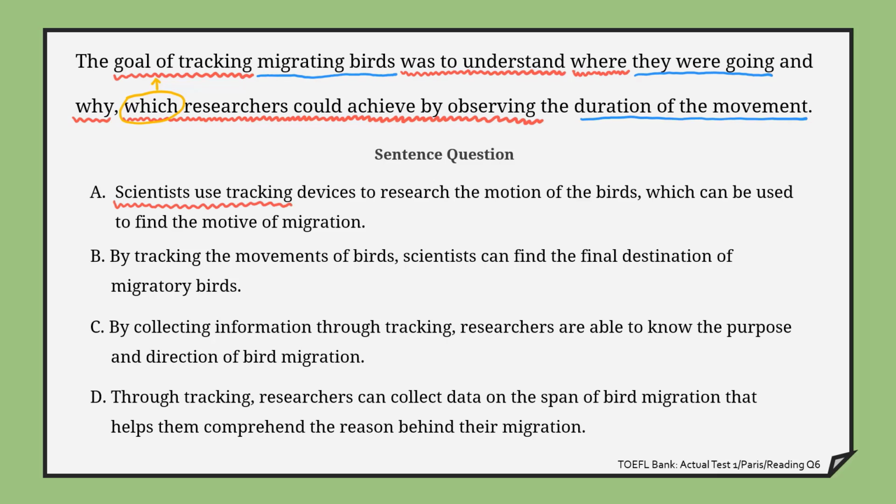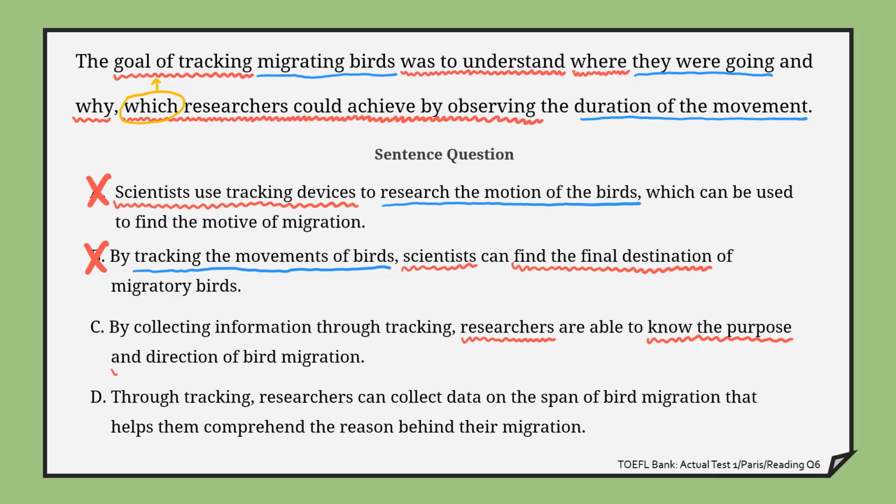A. Scientists use checking devices. To do what? Research the motion of the birds. The highlighted sentence doesn't mention the motion of the birds, right? So A is wrong. B. Scientists find the final destination by checking the movement of birds. Does the highlighted sentence mention the movements of birds? No, so B is wrong. C. Researchers know the purpose and direction by collecting information through checking. This answer only expresses the first part of the highlighted sentence, but it doesn't mention the second part about observing. So I rule out C.